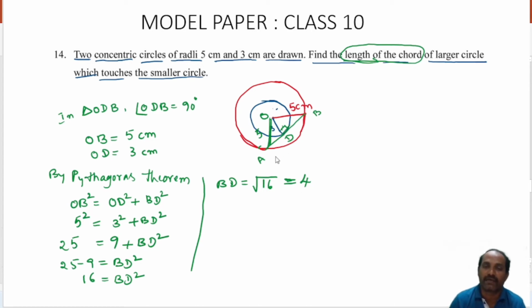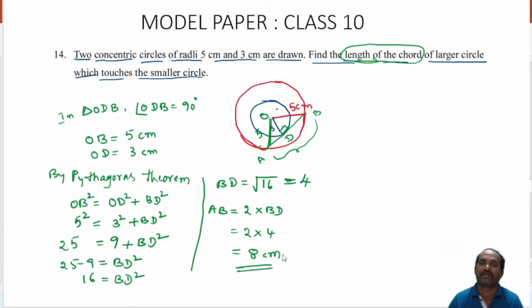Now look at this diagram. BD is half of AB, so AB is equal to 2 into BD. 2 into BD, where BD is 4, so AB is 8. The longest chord which touches the smaller circle is 8 centimeters. Okay. Now the next question.